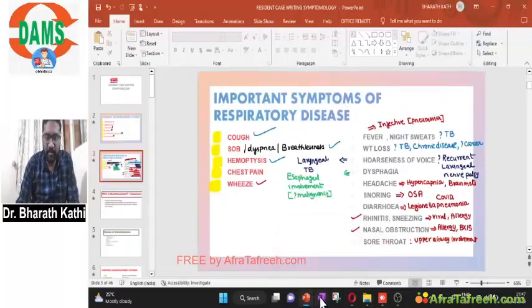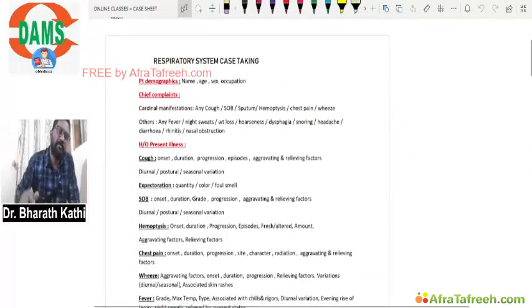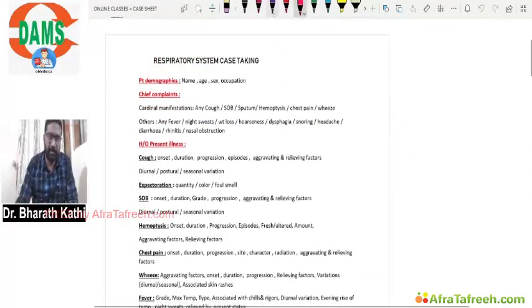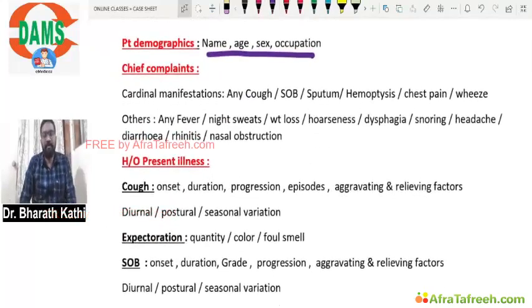Now coming to the very important case sheet writing. Whenever this case sheet is ready, it will be uploaded, don't worry. Important in the case sheet is initially the patient's demographics. So what is the name, age, gender, occupation. When you write a case, make sure, especially as a few examiners may not be comfortable with revealing the patient's name, but age, gender and occupation are very, very important because there are so many respiratory diseases with respect to age, gender and occupation.